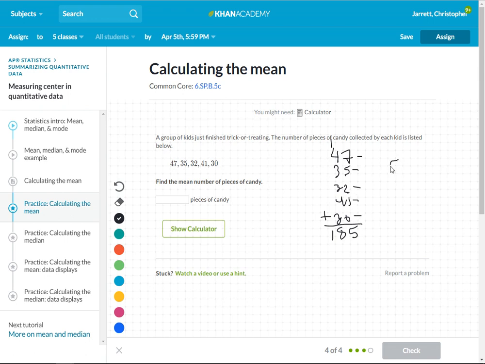So I'm going to divide 185 by 5 to find my average. 5 goes into 18 3 times because 3 times 5 is 15. Difference of 3, bring down my 5. 5 goes into 35 7 times to be exactly 35. So that's wonderful. The difference of 0. And so my final average is going to be 37 pieces of candy.